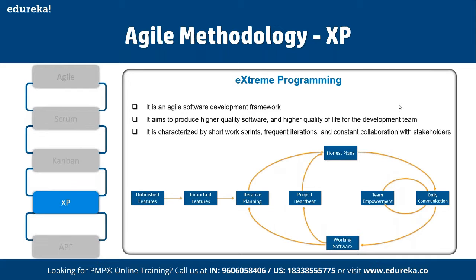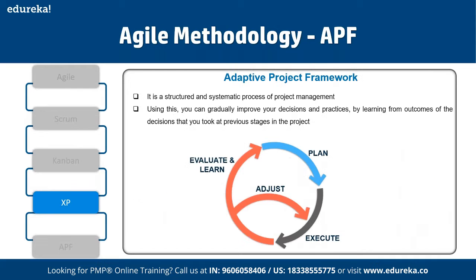Then, at last, we have the APF, which is referred to as the Adaptive Project Framework. It is a structured and systematic process of project management. Using this, we can gradually improve decisions and practices by learning from the outcomes of the decisions that we took at previous stages in the given project. So here we can evaluate and learn. We have a complete life cycle to adjust and plan again, and simply work on execution of the current statements as a part of the management.